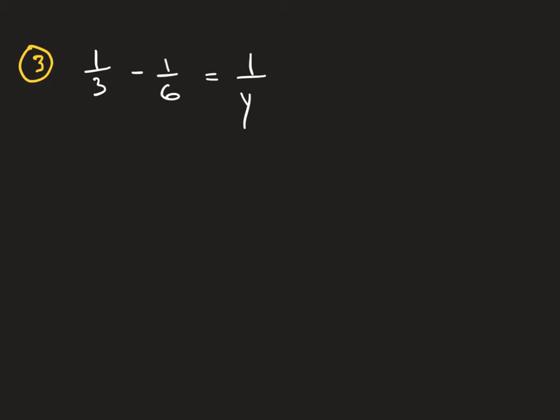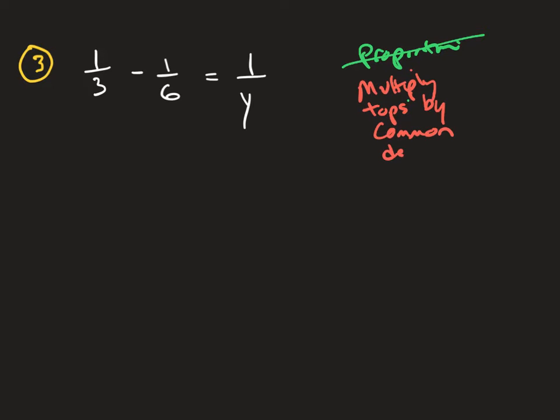Third example, 1 over 3 minus 1 over 6 equals 1 over y. So again, not a proportion. This one's not a proportion, so we're going to multiply the tops by a common denominator. And like I said before, you can start with the largest number and then go through some of its multiples, 6, 12, 18, and you might in some cases need to make a longer list than that.